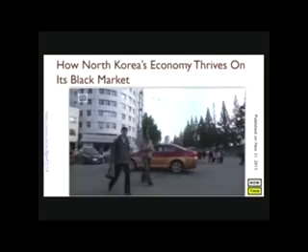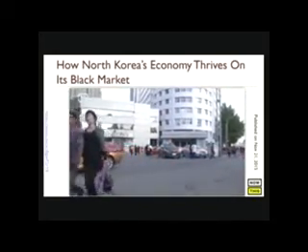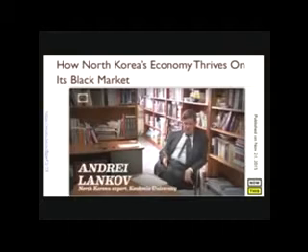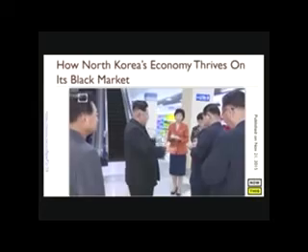For the most part, the economy in North Korea is run by the government. That includes imports, exports, and manufacturing. In fact, private trade is illegal, but that doesn't stop it from happening. Over the last couple of decades, North Koreans have developed a gray market, or an informal economy, one that's not monitored, controlled, or taxed by the government.